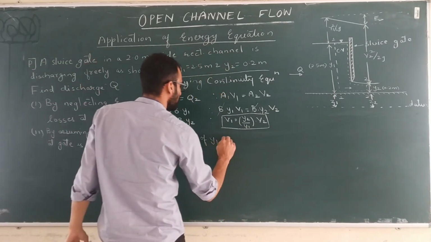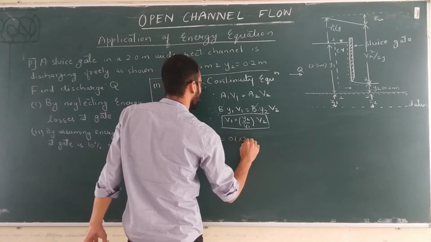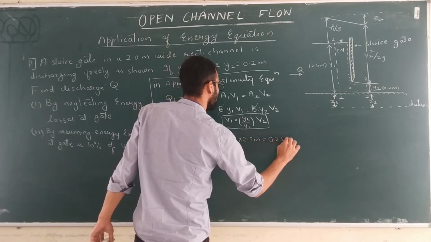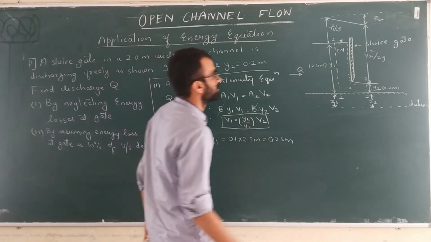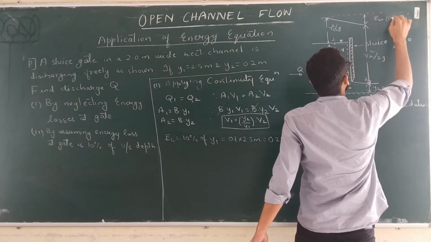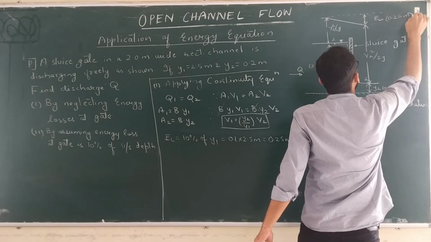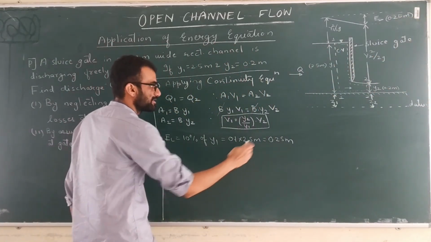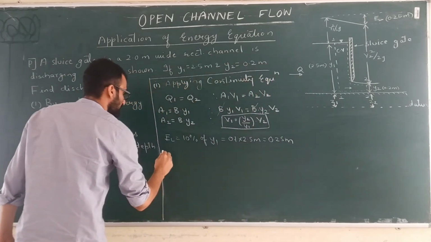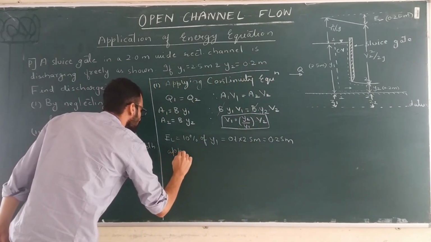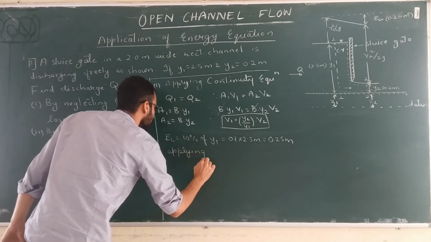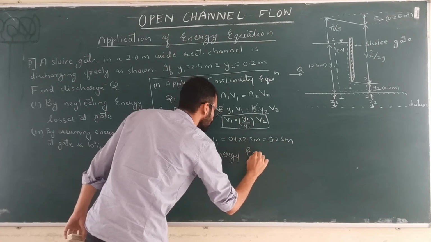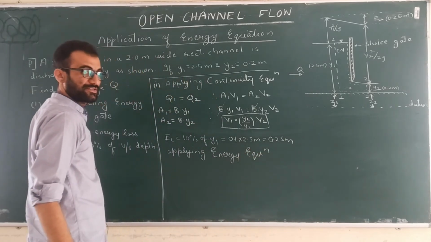So let's find that out. So 0.1 times 2.5 meters, that is 0.25 meters. Okay, so this is your energy loss, 0.25 meters. And now we want to find out the discharge. So how can you do that? Again, we'll apply the energy equation at 1 and 2.